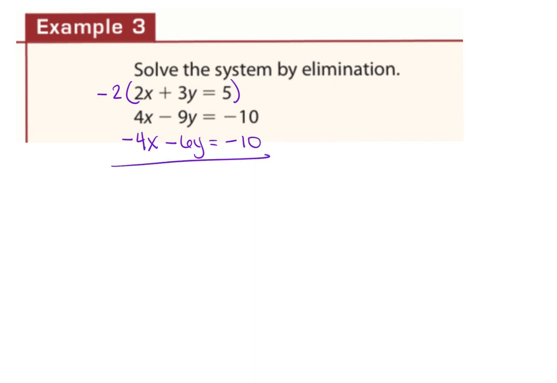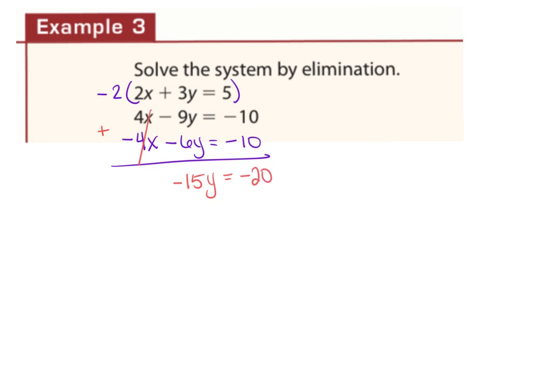Now, if I add, will I cancel something out? Yes, I have a positive 4 and a negative 4. Those will cancel. And so now I'm ready to just do the addition like I've done before. Positive 4x and negative 4x cancel. Then I have a negative 9y and a negative 6y. That gives me a negative 15y, right? And then I have a negative 10 and a negative 10. That gives me a negative 20, all right?